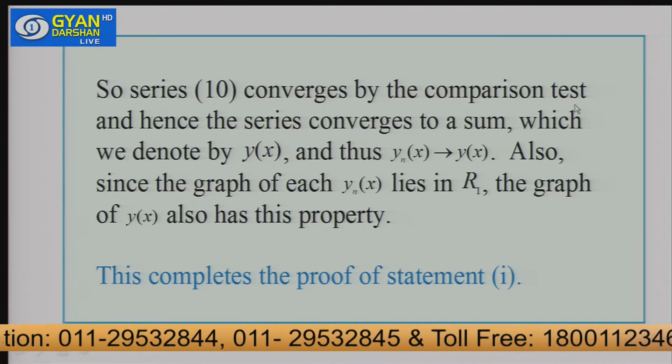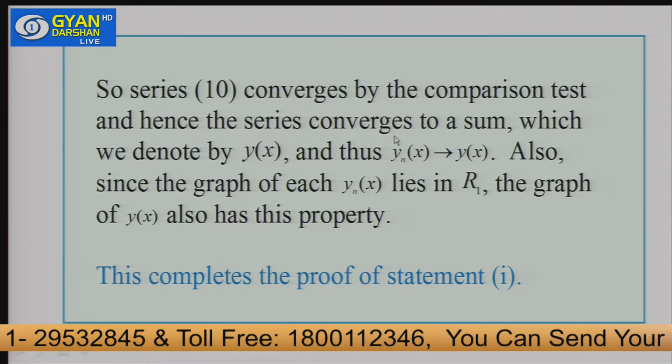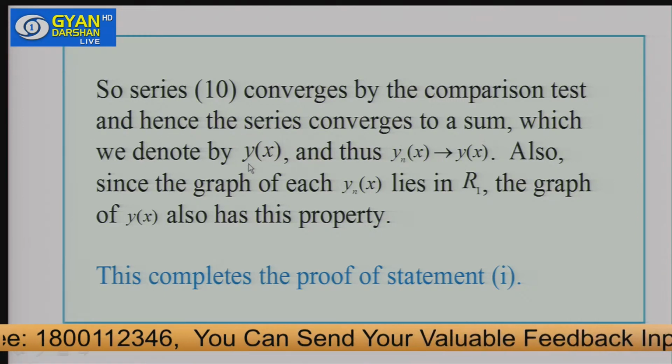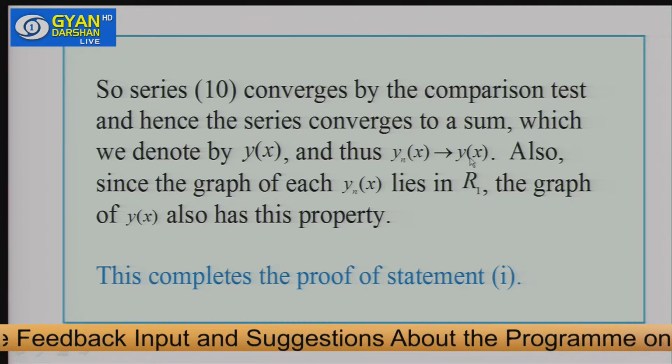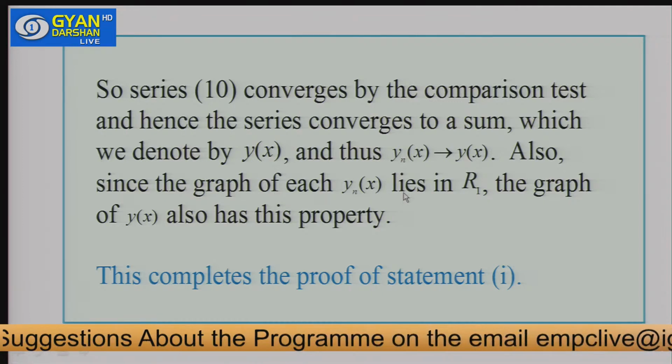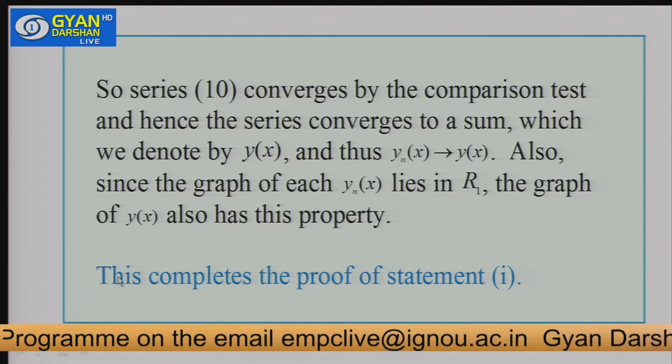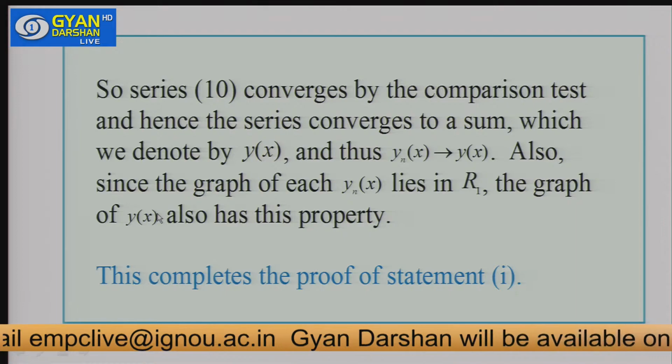This is tested for convergence by the comparison test. Hence this series converges to a sum, which is denoted by y. So we are assuming this series converges to a term that is y. Thus yn converges to y. Also, since the graph of each yn lies in R1, the graph of y also has this property. So this completes the proof of statement 1. And as from the statement of the Weierstrass M-test, we know this is not just convergent, it is convergent uniformly. And since uniform convergence is there, if each term of your series of functions is continuous, then your limit will also be continuous. Okay. So from there we can say y is continuous also. That is what they have also said.